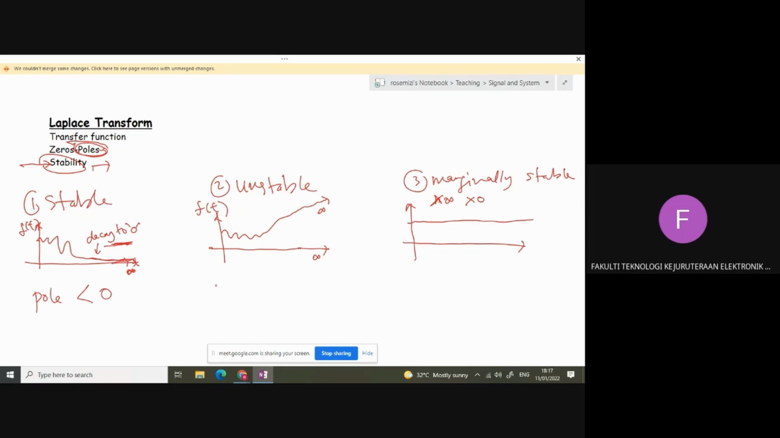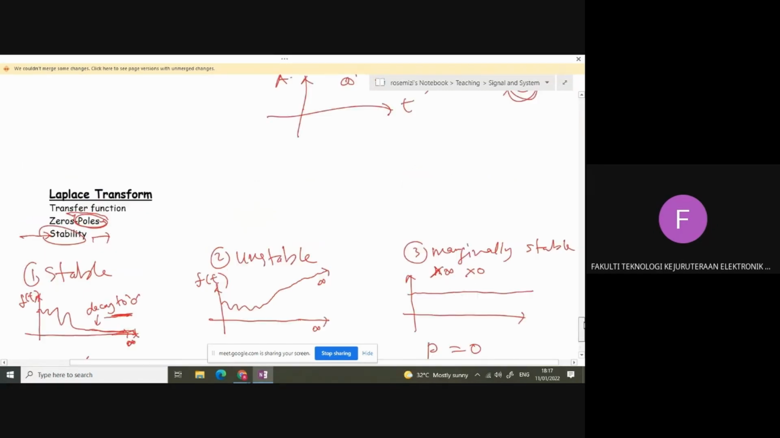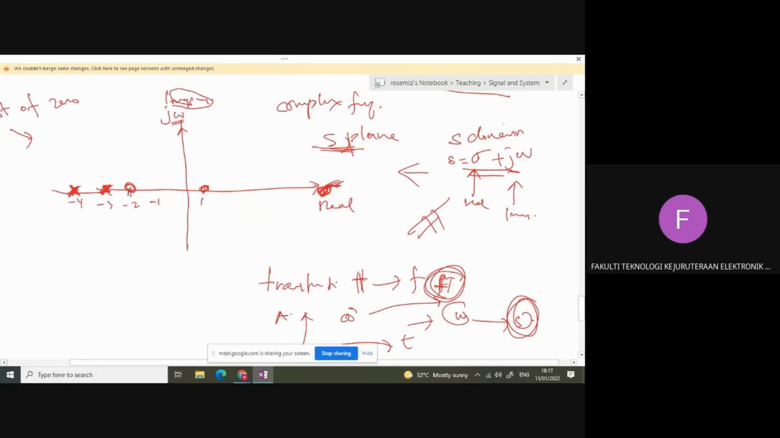If our pole is positive, greater than 0, our system will be unstable. If our pole is on this side, our system will be unstable. If our pole is at this point, equal to 0, our system will be marginally stable.